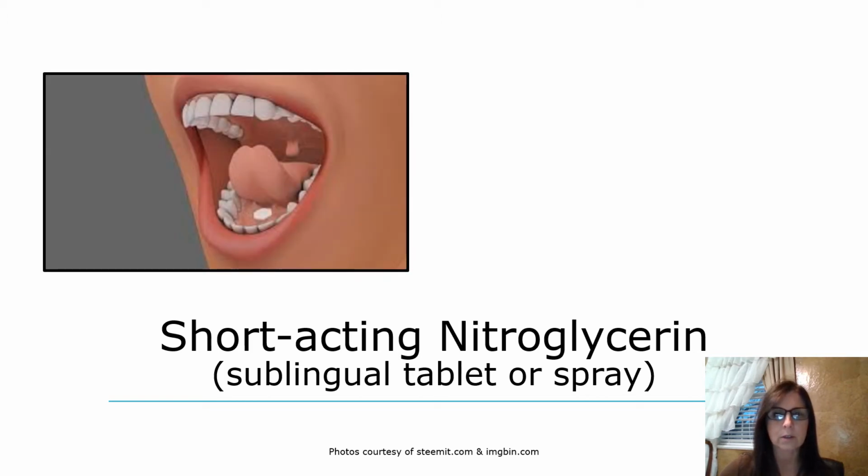Short-acting nitroglycerin, the quick-acting forms, include tablets or oral sprays. The tablets are placed under the tongue, sublingual, or between the cheek and the gum, which is buccal. The spray is used on or under the tongue.